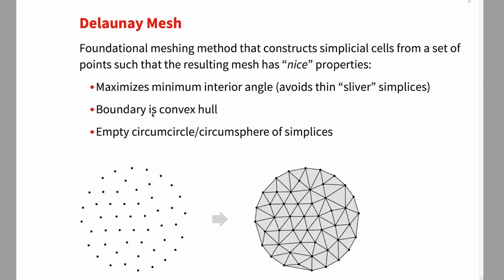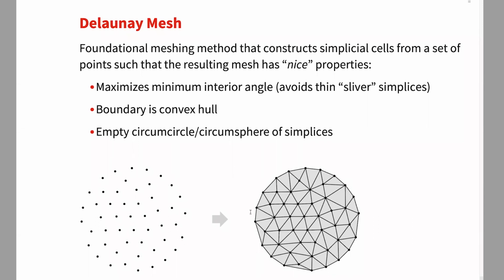To start with the filtering ones, the base of most filtering methods is the Delaunay mesh. It's a foundational meshing method that constructs these simplicial cells between our input points. That's like these lines, triangles, and then 3D tetrahedra. And it does it in such a way that they have nice properties. Some main ones here: it maximizes the minimum interior angle, which helps avoid narrow sliver triangles.